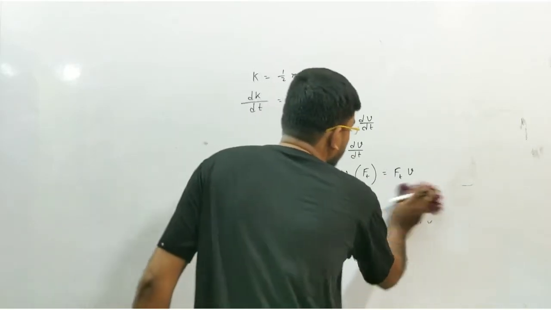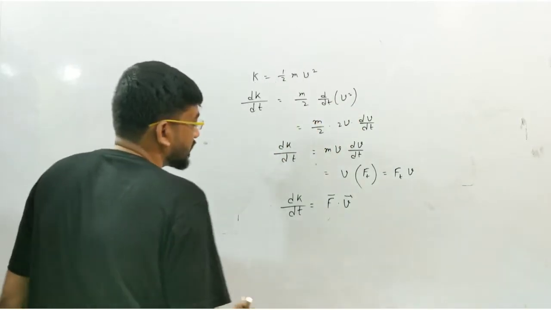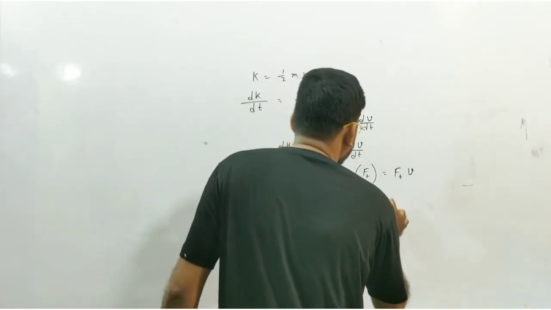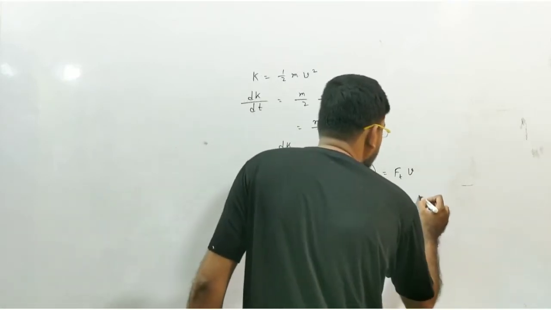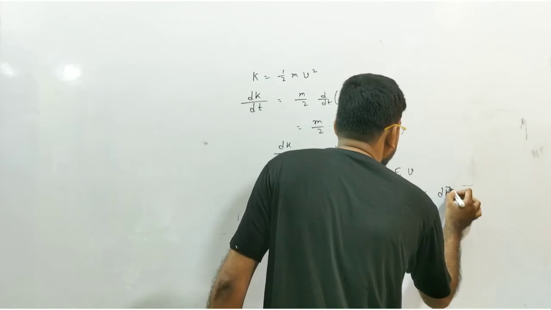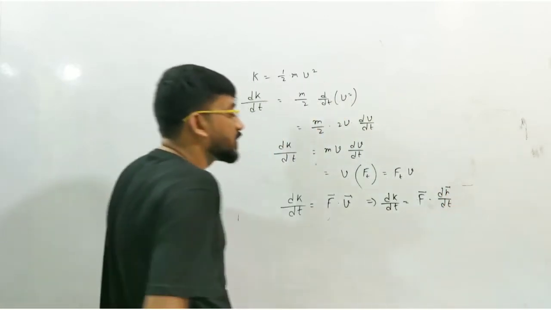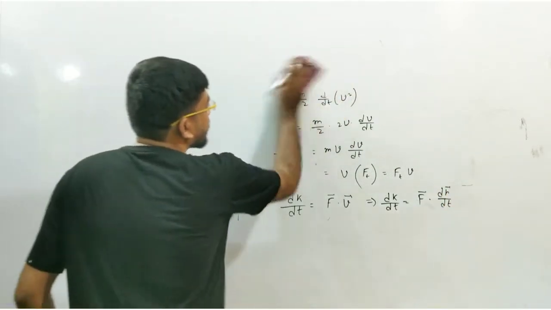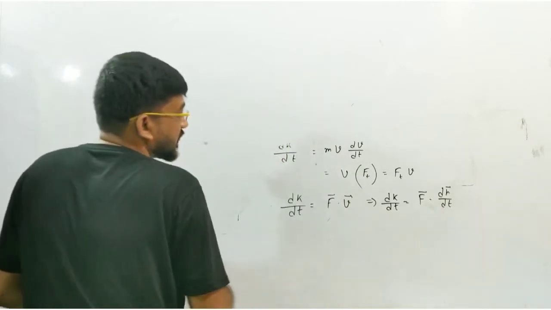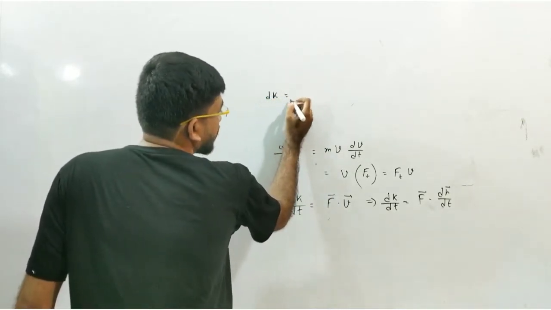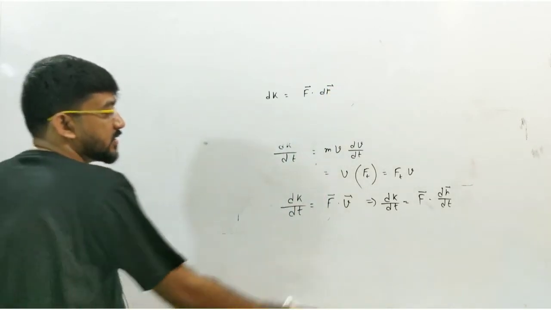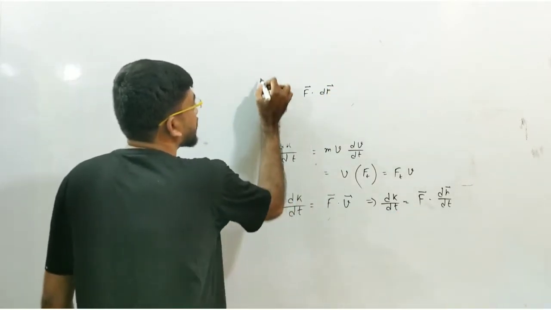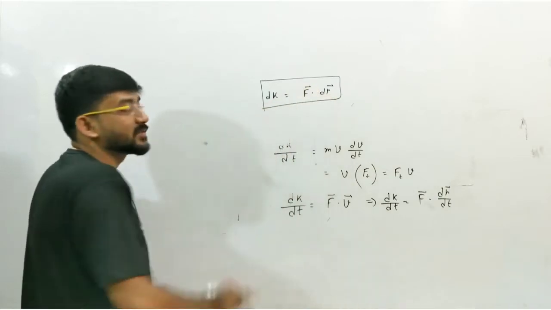In that case, we can write dK/dt is equal to f dot dr/dt. Now you can write this dK in this way: dK is equal to f dot dr, because this dt and dt will cancel out. So this is the change in kinetic energy, that will be f dot dr.